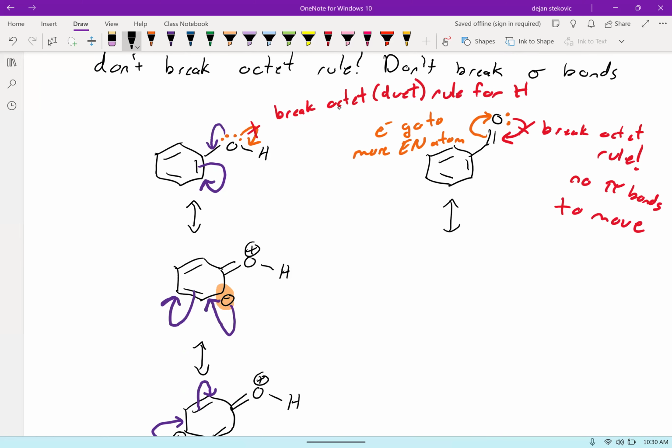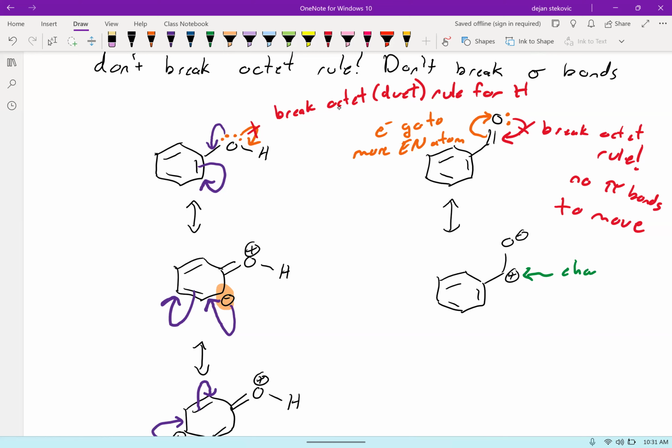So go ahead, pause the video, think about what your structure is going to look like. And then there it is right there, right? And so now what we see is we have a positive charge and a negative charge. Yes, we could move that negative charge to recreate that pi bond, but then we're just right where we started. So here we have a positive charge.